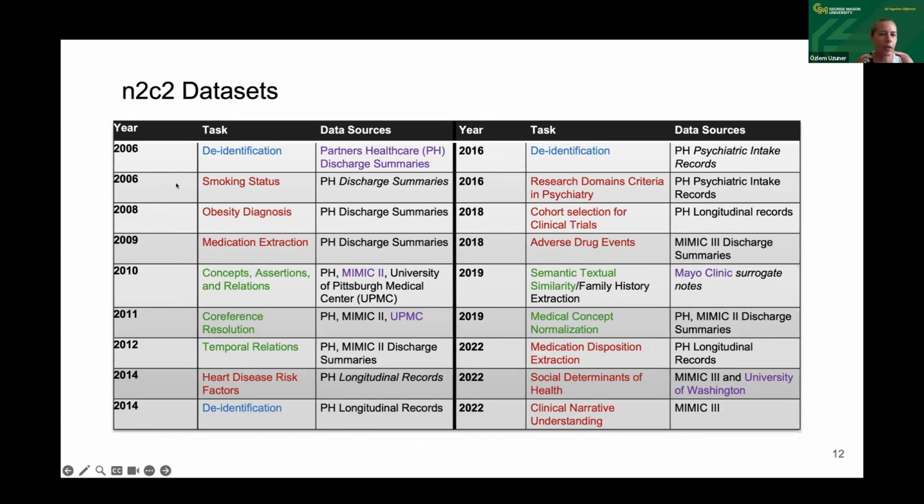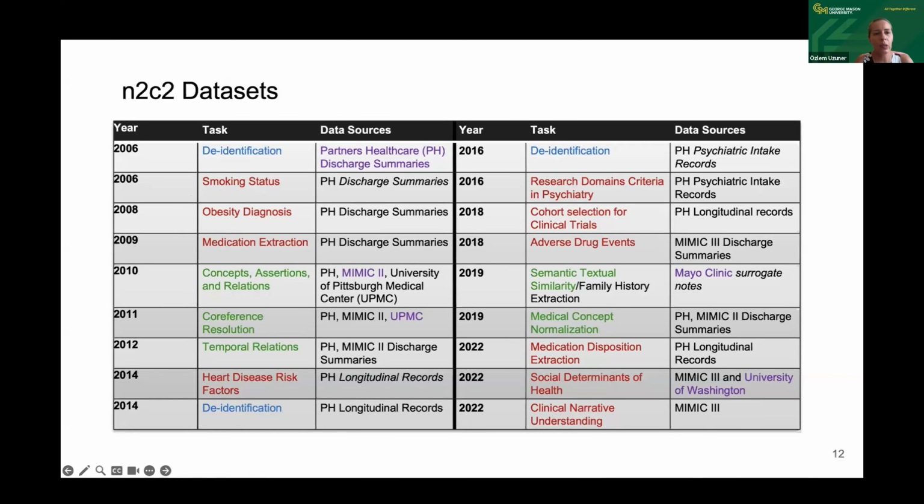So concept extraction is like finding the diagnosis, whether the patient has it, how do the concepts relate to each other. Co-reference is, can you track an entity throughout the discussion in a note? And temporal relations is, can you create a temporal ordering of the events that happen to the patient, for example? And a couple of others. So these, you can imagine, if you can extract this kind of information from the notes, you can use it for a variety of applications.